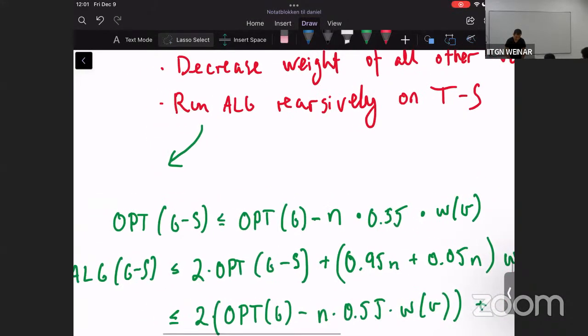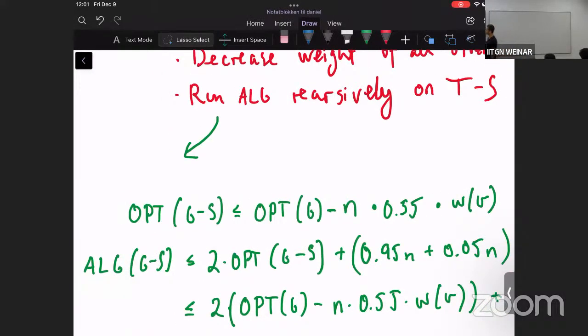First, I claim that the weight of the optimum solution, G here should be T. I use G and T interchangeably. So the weight of the optimum solution of G minus S with respect to the new weight function, I compare it with the weight of the optimum solution to G with the old weight function. Well, I decreased the weight of all the vertices that remained by the weight of V. And opt contained 60% of the vertices, and we removed 5% of the vertices. So opt of G minus S, that solution now contains at least 55% of the vertices. And for each one of those, I decrease the weight by the weight of V.